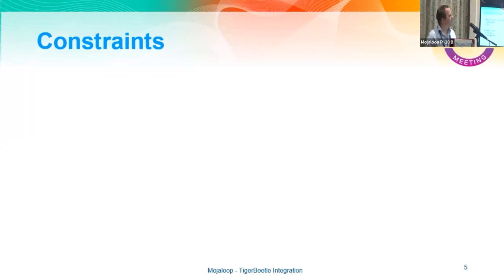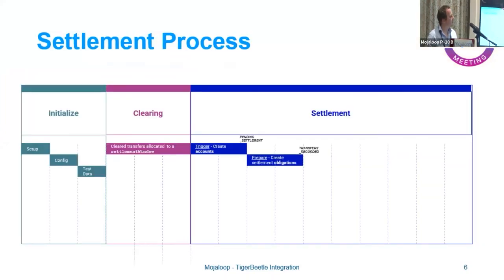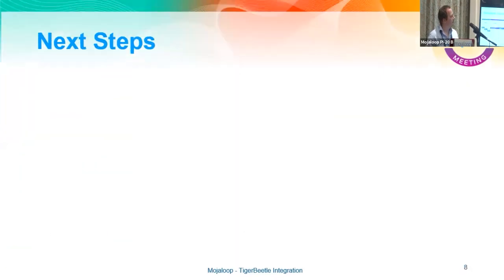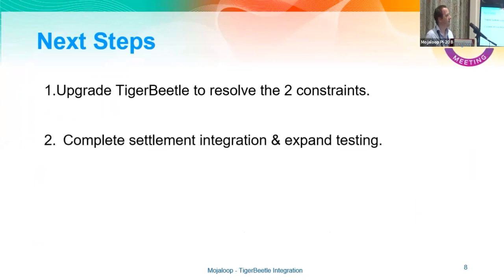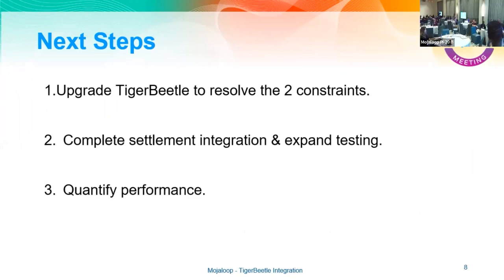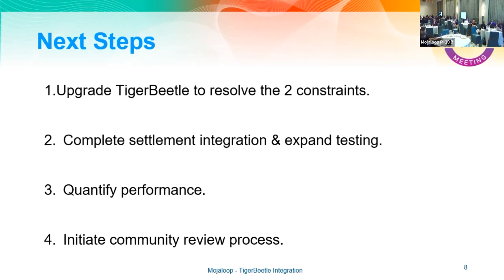So the first next step will be for us to incorporate resolving those constraints. That'll be working with the next release of the TigerBeetle team's resolution of those two points that we mentioned, with the API calls and with the transfer timeouts. Next one, please. Expanding on that integration test suite, adding negative test cases. Next one, Jason. Quantifying those performance metrics that we spoke about, as well as the impact on cost, and then finally getting started with the community review process.